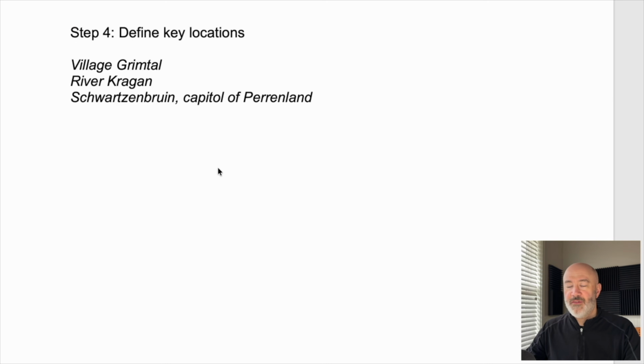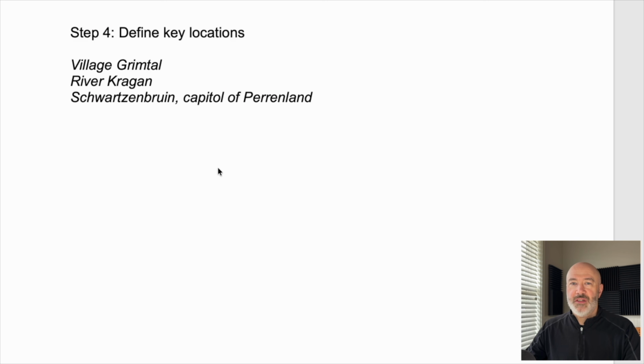Step 4, define your key locations. This is where the starting point of the adventure takes place. This is where they travel through on their way to the destination, and then you describe the destination itself. In this case, I've got the village Grimtal, which is a word that means Grim Valley. That's the name of this abandoned village where the goblins have set up shop and the golem has fled to.